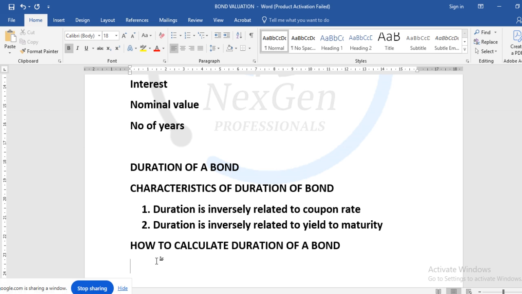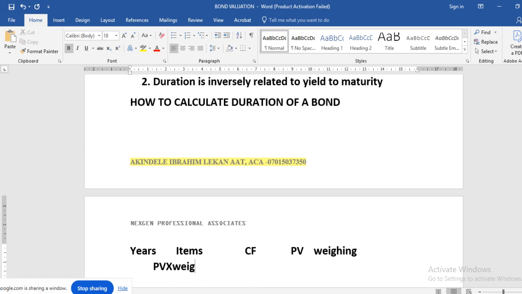Now, first you have the number of years that you will use to pay the interest elements, the items, the cash flow, present value, weighting. Don't forget I say it does not exist in practice. So any language I use here, you should know that it's theory language.